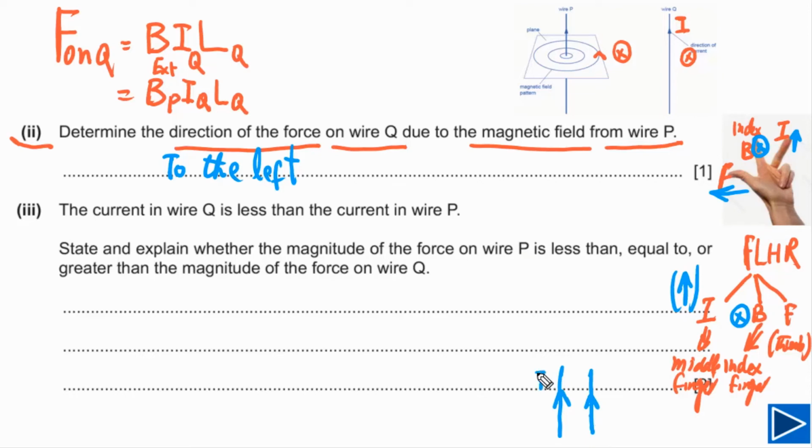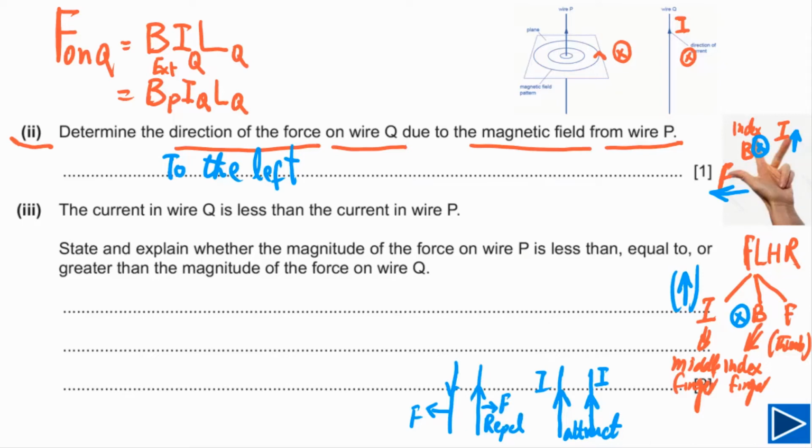If current flows in wires in the same direction, these two wires will attract each other. But if current flows in wires in opposite directions, these two wires will repel each other. Means the force on this wire will be this way, and force on this wire will be this way. So these two will repel.